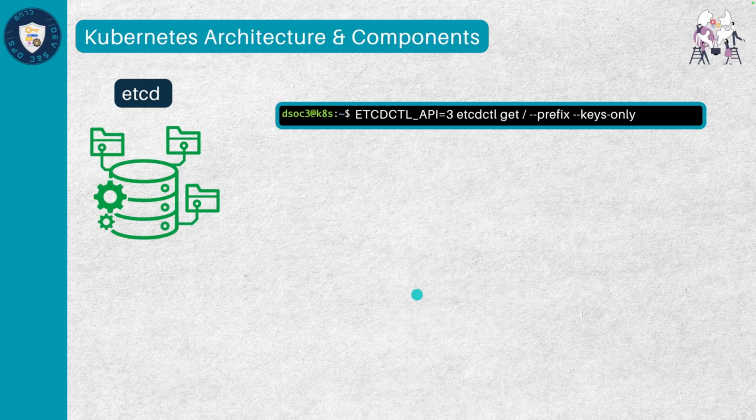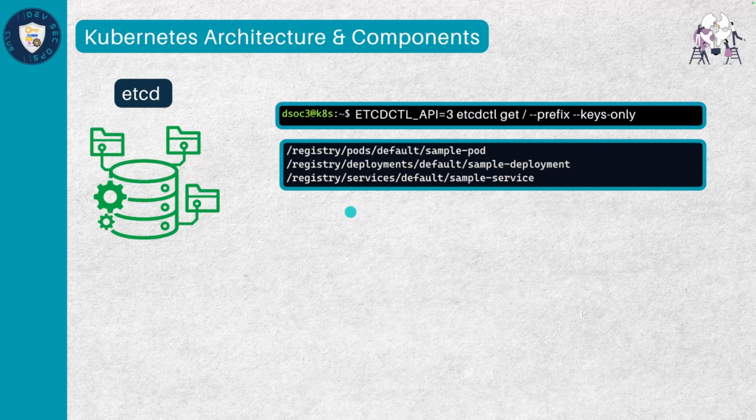So when you run on your node the etcd command, it's exactly the same: etcdctl, like kubectl, similarly etcdctl with ETCDCTL_API=3, and get keys only. We want to see only keys, so it gives us sample pods, sample deployments, sample services, the keys for the cluster objects. By this command we get that information.